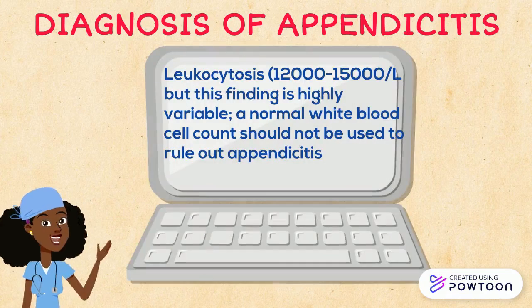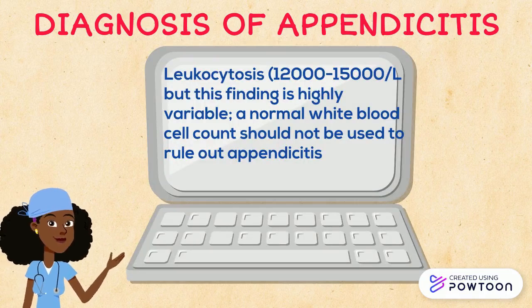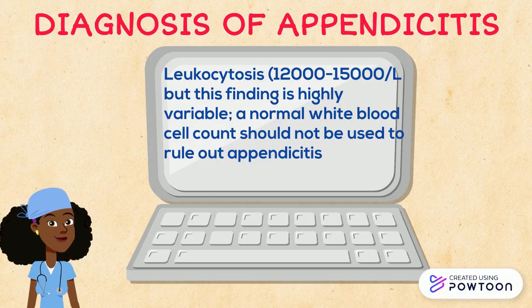A high leukocyte count, about 17,000, is mentioned as an indicator of severity, which suggests complications such as perforated appendix or gangrenous appendicitis, but this finding is highly variable. A normal white blood cell count should not be used to rule out appendicitis.